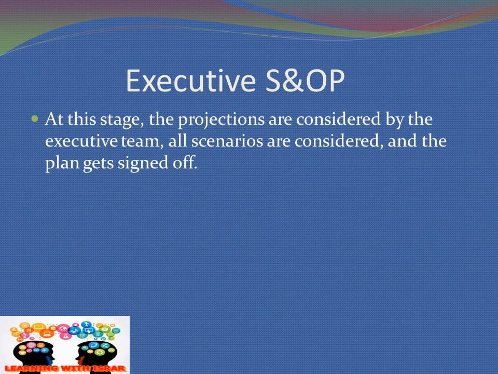The next step is the executive sales and operation plan. As its name shows, at this stage the projections are considered by the executive team, all scenarios are considered, and the plan gets signed off. So if everything is good and there are no issues, then we will sign off the planning phase of the sales and operation plan, and then we go to the next step, which is implementation.